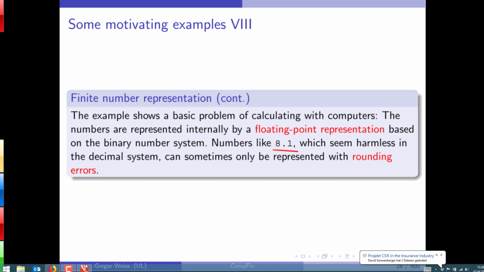We cannot work with something that is supposed to be infinite. We can only work with finite numbers, with a finite number of decimals, and at some point we have to stop. And this is what is happening here. The computer transforms 8.1 into the binary system. It sees that it has an infinite representation. It will cut off at some point, and then you will have a rounding error or a truncation error. And this is what happens here.